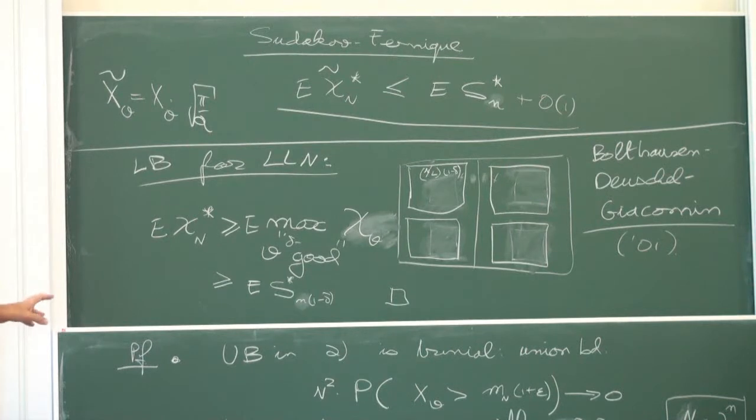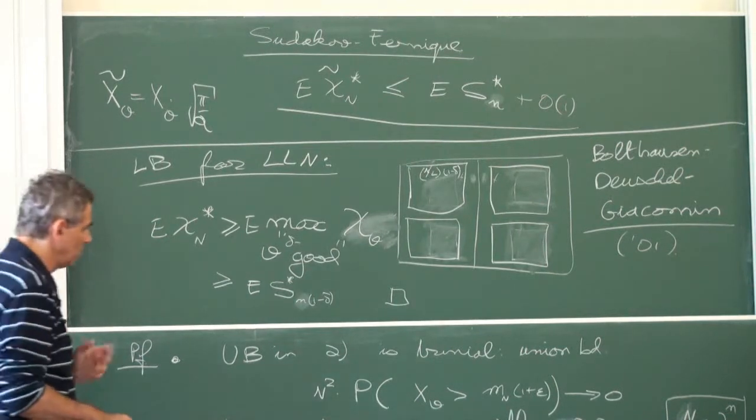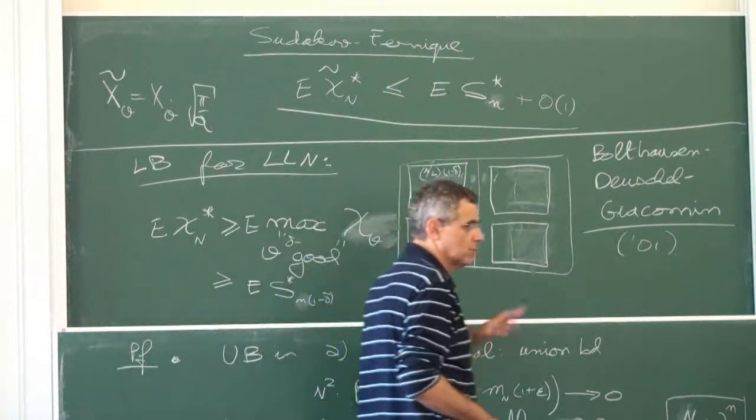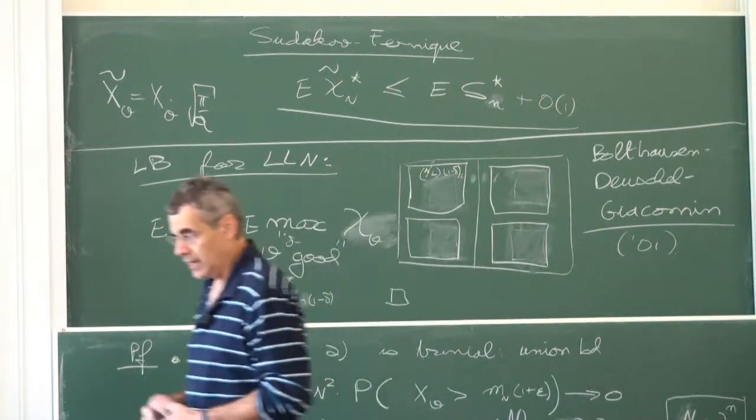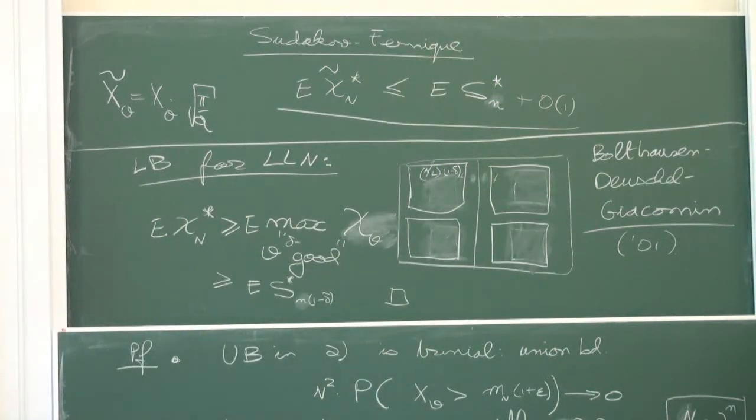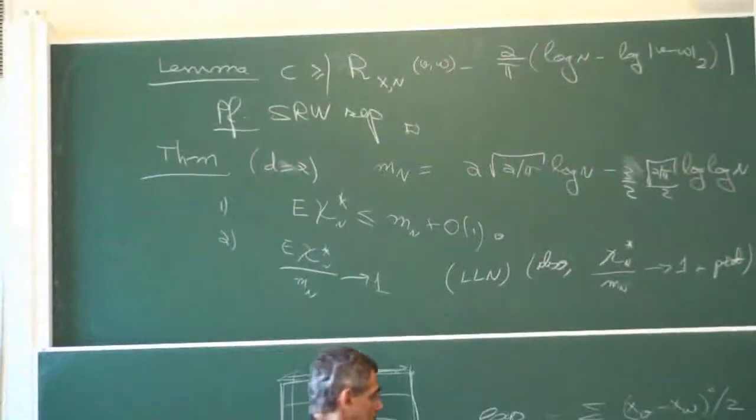I'm not giving more details for many reasons. The main reason is that we are going to do better in a short while. So I'm just giving you here a sketch of what you should do if you want to do just a law of large numbers. Now, we are actually interested in maxima and fluctuations of the maxima. So obviously, this result is good at the level of law of large numbers, but not better.